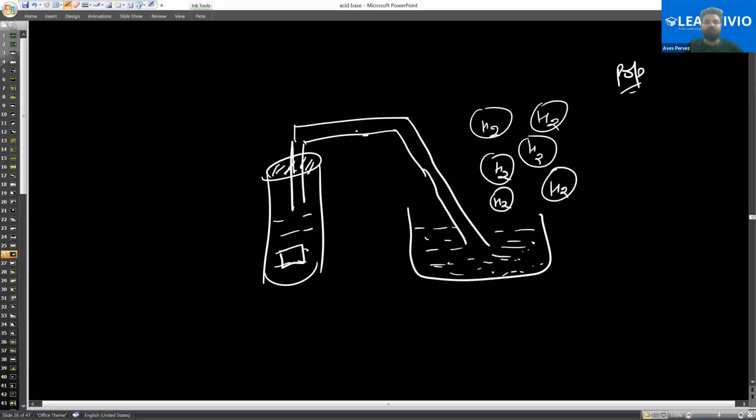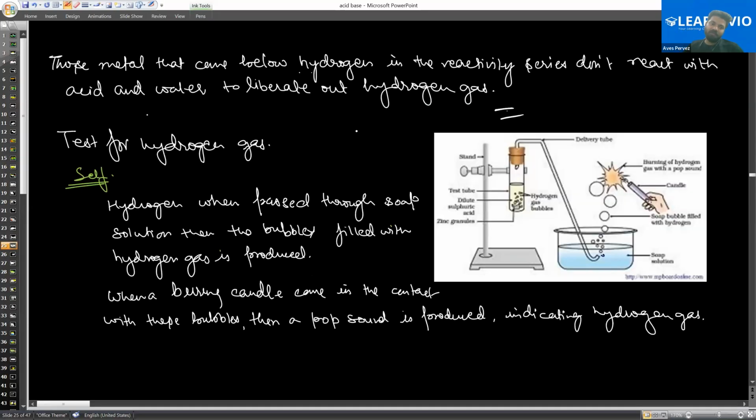समझ आया तुम लोग को? पॉप साउंड समझ आई? Yes, sir. तो इस तरह की होती है पॉप साउंड। सो वो पॉप साउंड प्रोड्यूस होती है जब सोप सॉल्यूशन के बबल्स में पास करते हो। तो प्लीज नोट इट डाउन दैट टेस्ट फॉर हाइड्रोजन गैस.